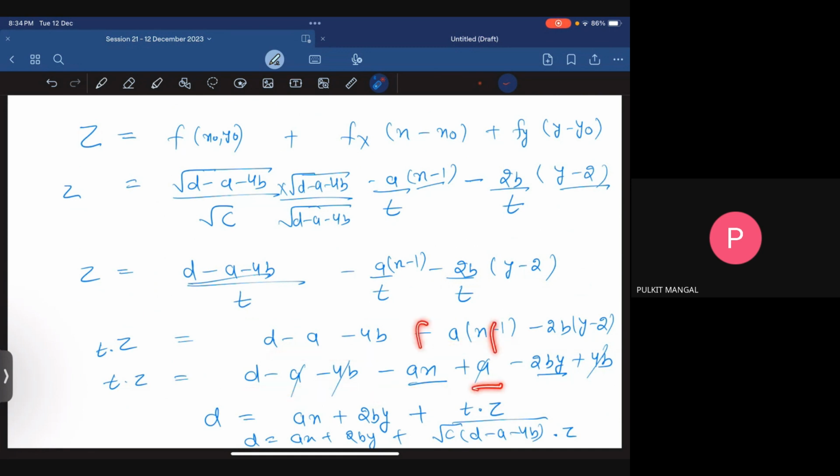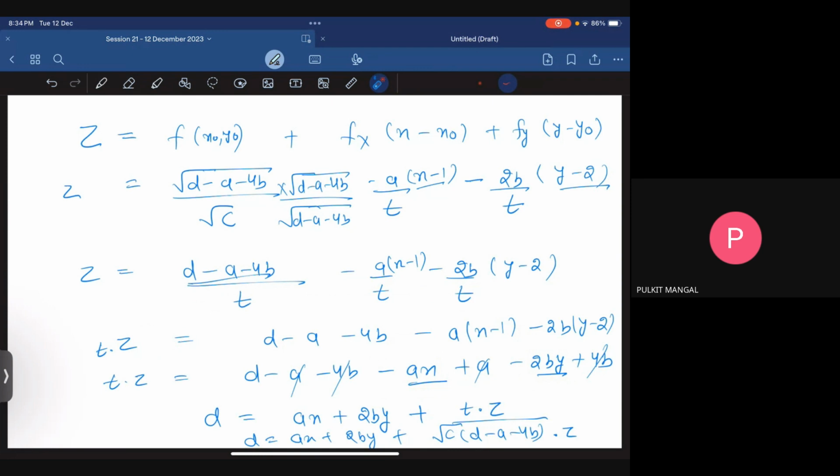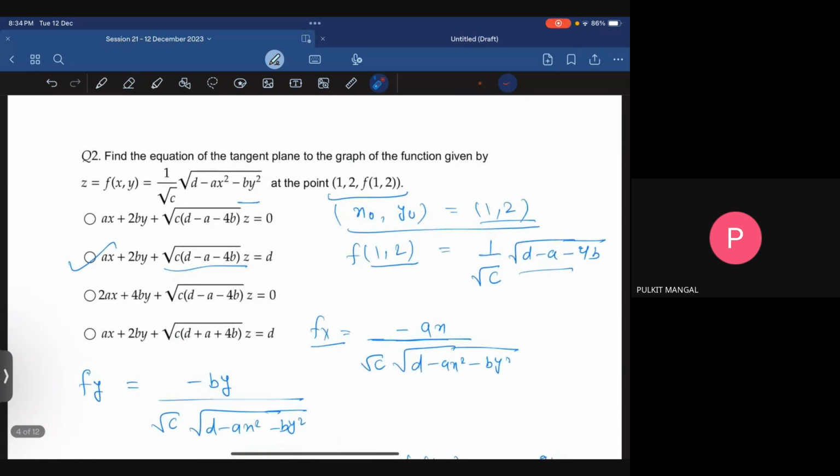this negative and negative will become plus. Same for here, negative 2b plus 4b. So this positive and negative 4b will cancel out. I will just be left with d minus ax minus 2by. If I send these negative terms to the RHS, I will get d is equal to ax plus 2by plus tz. And I'm just putting here the value of t, that is under root of c times t minus a minus 4b, which is the second expression.